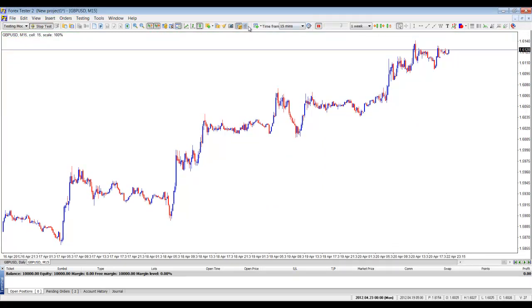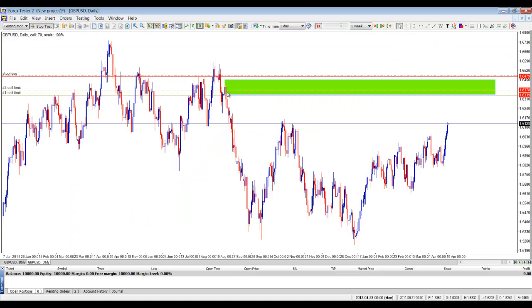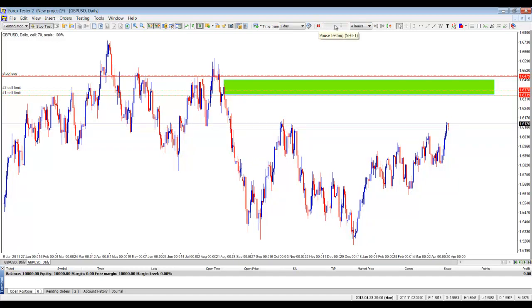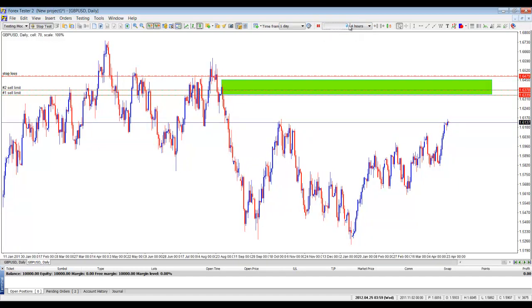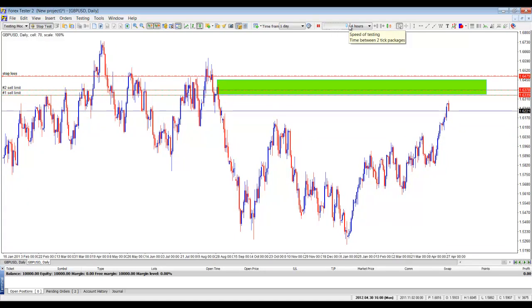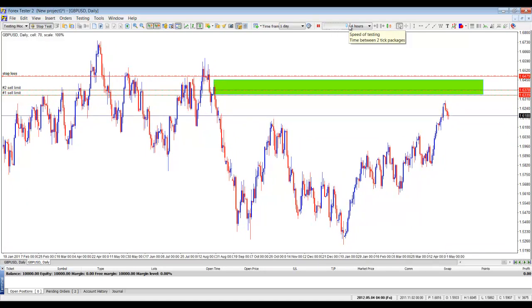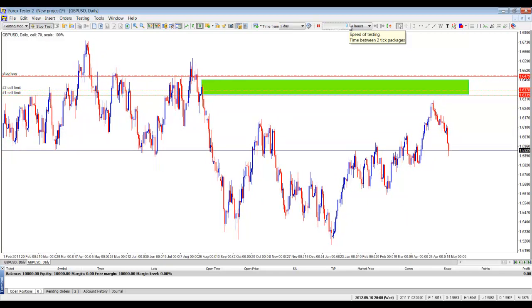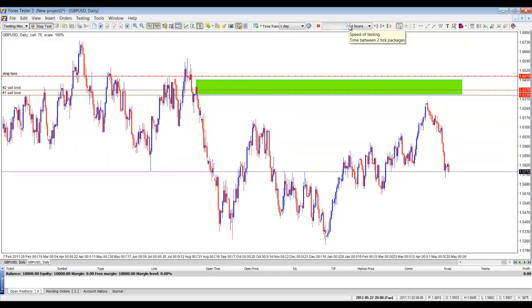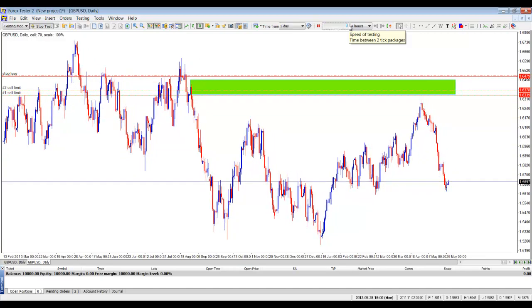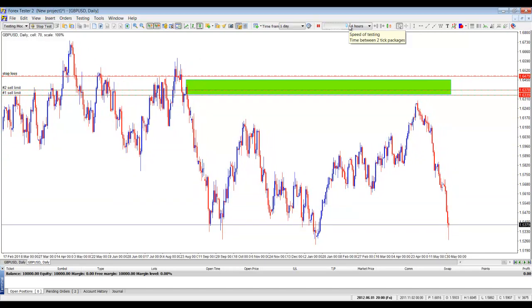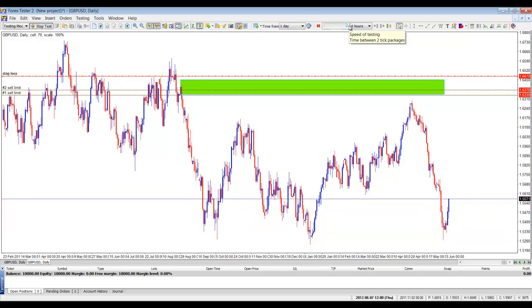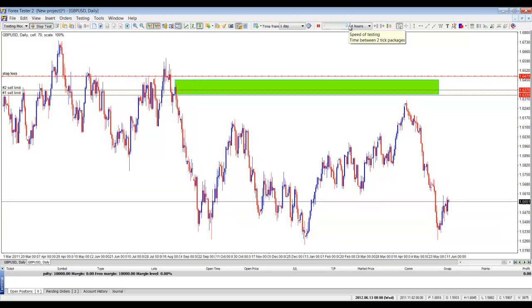Let's see that on the daily. Okay, good orders. Good. So let's see what happens. Price comes down to the FTR on there. Takes out this demand.